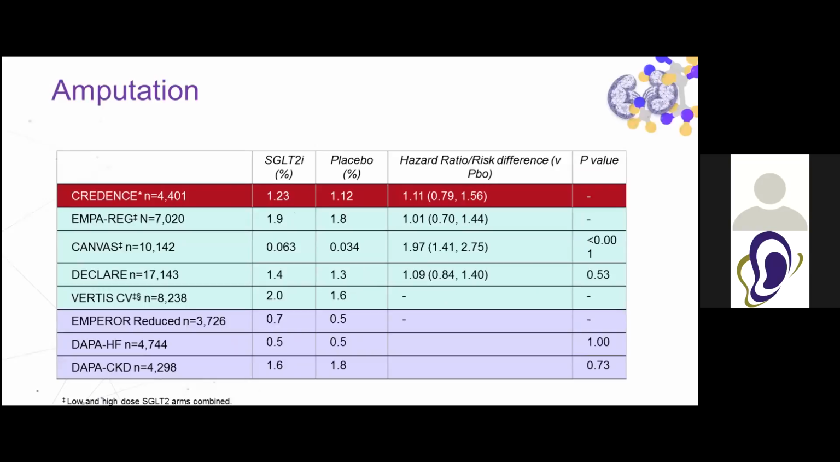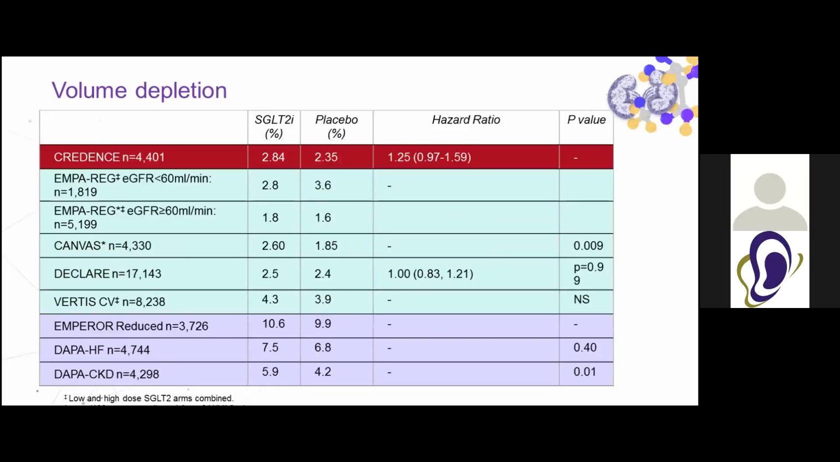When you look at amputations, it's the same. Again, CANVAS was the only one that's ever shown a difference. And this again was thought to be due to a statistical issue, because the people in CANVAS are healthier than the people in CREDENCE who should have amputations. And here the amputation rate is the same in both groups. Volume depletion: again, the hazard ratio crosses 1. What I really want you to see is that it's 2% of 4,000 or 2% of 2,000 people. These are not large numbers of events by any rate, and again, easily mitigated by changes in diuretics, etc.